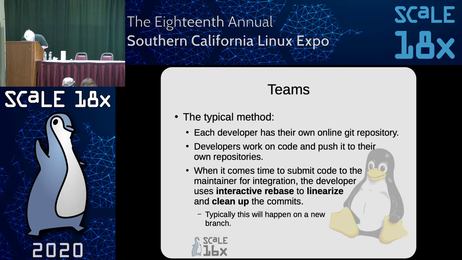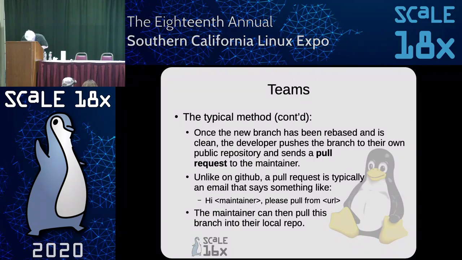Typical method: each developer has their own online repository. Developers work on code and push it to their own repositories. When it comes time to submit code to the maintainer, the developer uses interactive rebase to linearize and clean up their commits. Usually this happens on a new branch.